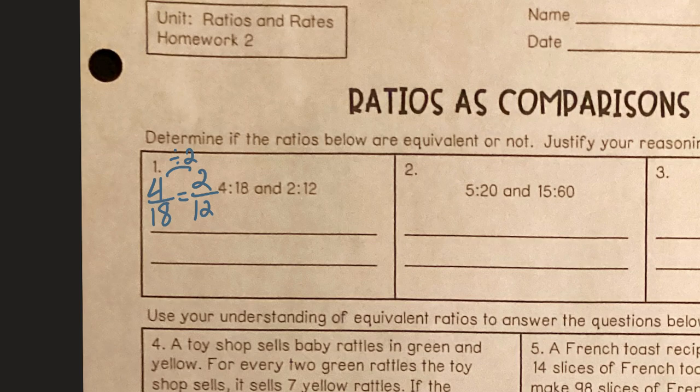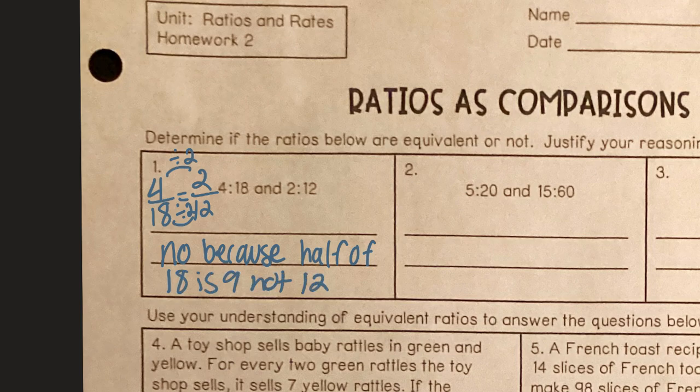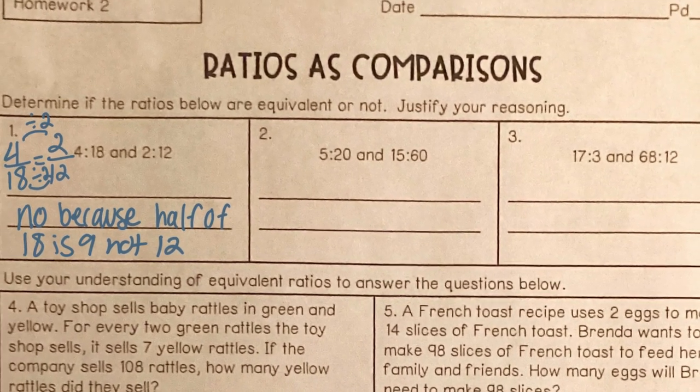4 divided by 2 is 2. Now is 18 divided by 2 12? And the answer is no. 18 divided by 2 would be 9. So we would say no because half of 18 is 9, not 12. And that's it. So let's go ahead and move on to question number 2.